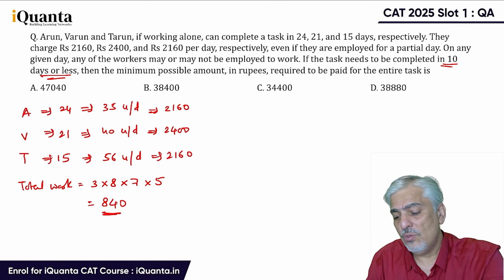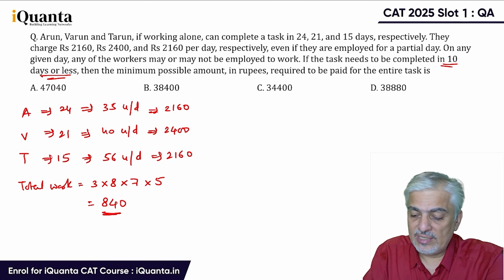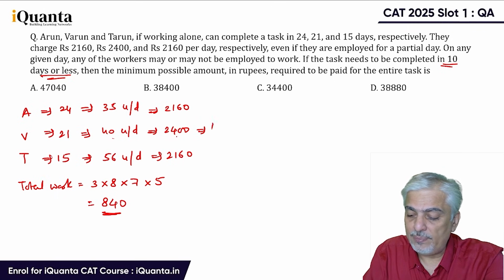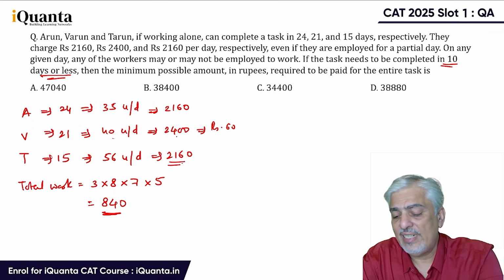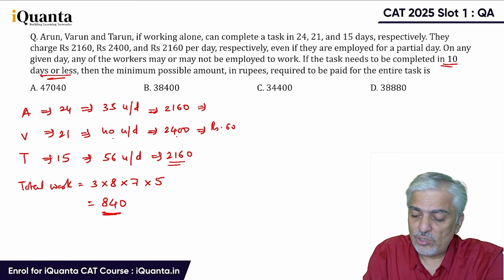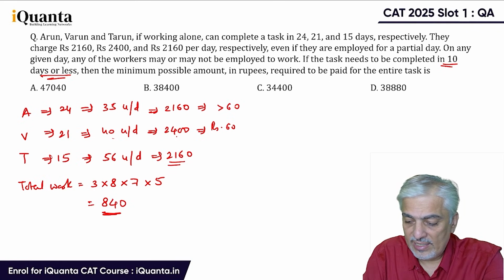Okay. Now, let's see who is the cheapest laborer. If you notice this person, I can see the calculation is easy, it is rupees 60 per unit. This one is so very cheap, 2160 divided by 56. I'm not even getting into the division. He's not even 40 rupees. Well, this is slightly above 60 because 35 into 6 is 2100. So this is greater than 60. And this is definitely less than 60.